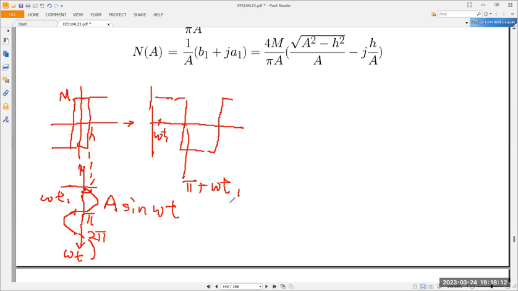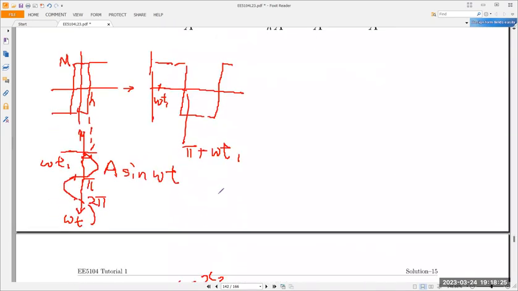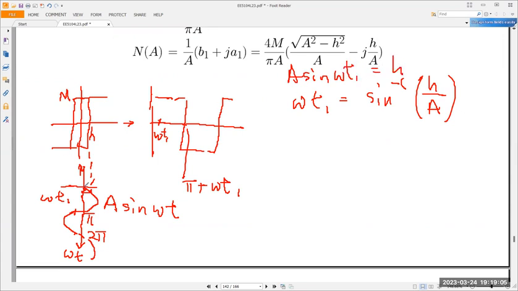So now the question is to find the describing function. As before, for the describing function we do the Fourier series approximation, but I need to do a bit of maths first, just basic algebra, because we need it, so we just do it first. Omega T1 is actually the angle sine inverse of H over A. Basically, A sine omega T1 is equal to H. This is the point here. So omega T1 will be this.